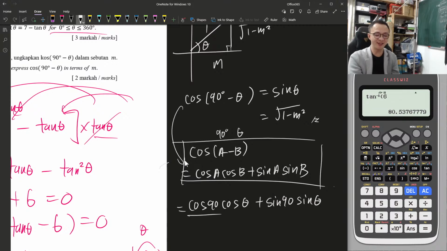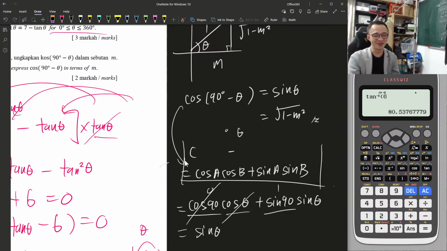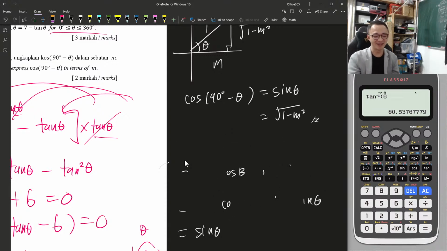So cos 90 is 0, and 0 times this one is 0. Sin 90 is 1, and 1 times sin theta equals sin theta. So eventually you get sin theta, and you still get the same result. So in this case, there's no need to use this minus formula because it's just an extra step. But if you do not know cos 90 minus theta equals sin theta, then yeah, you can apply that rule.